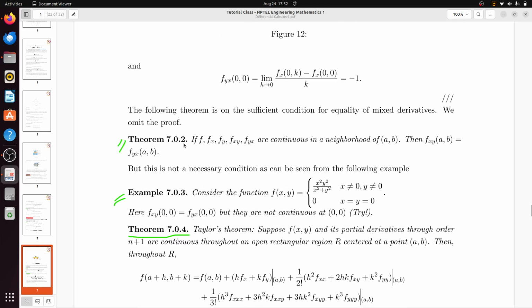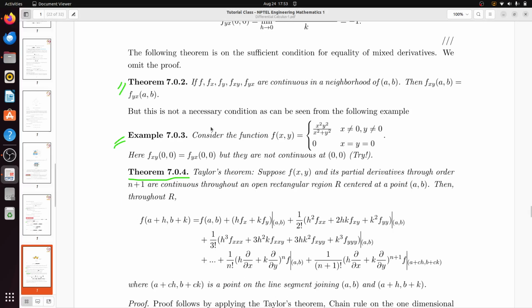Theorem: if fx, fy, fxy, fyx are continuous in a neighborhood of (a,b), then fxy(a,b) and fyx(a,b) are equal. We call this the mixed order derivative theorem. If the first order and second order derivatives exist and are all continuous around a point (a,b), then their values will be equal.